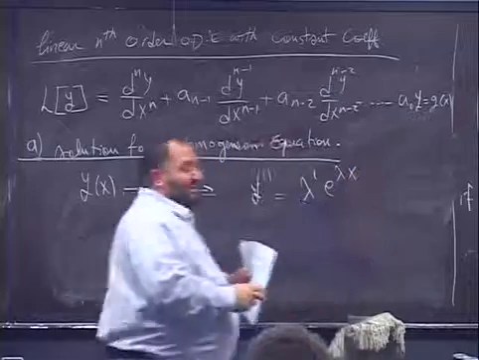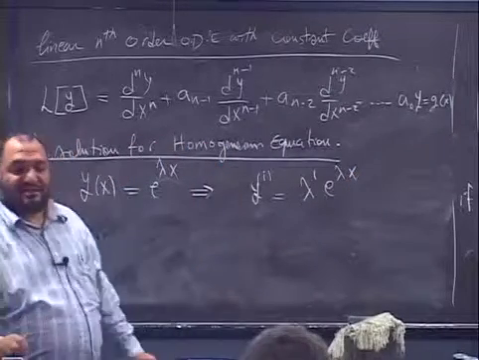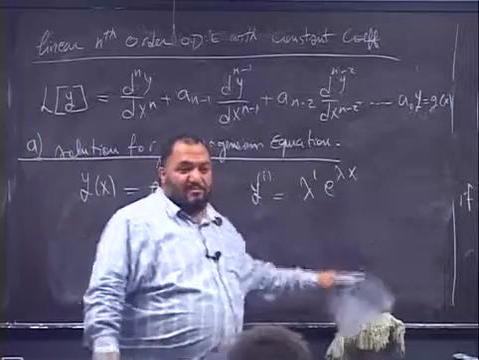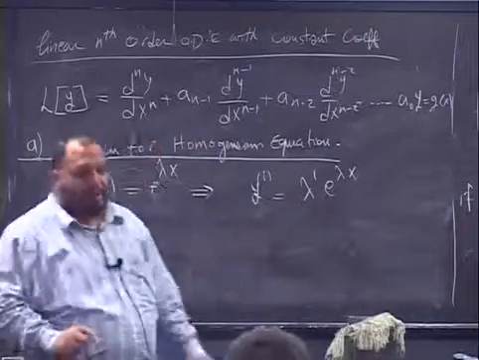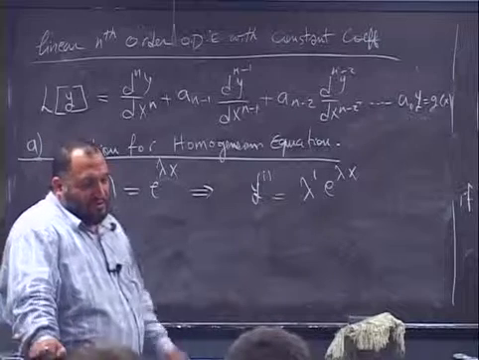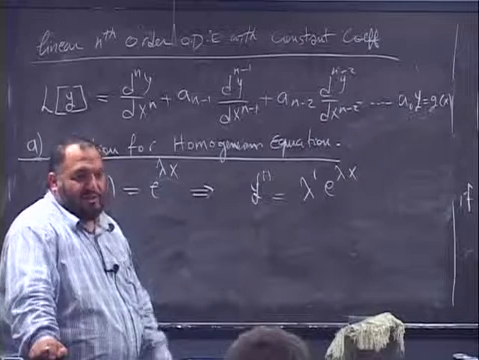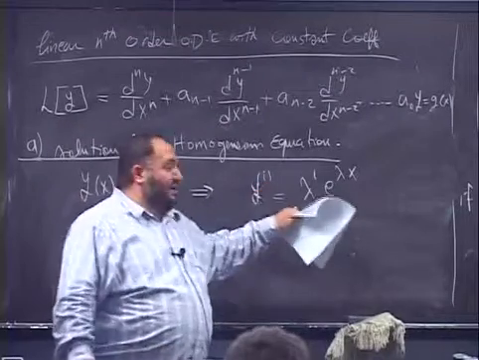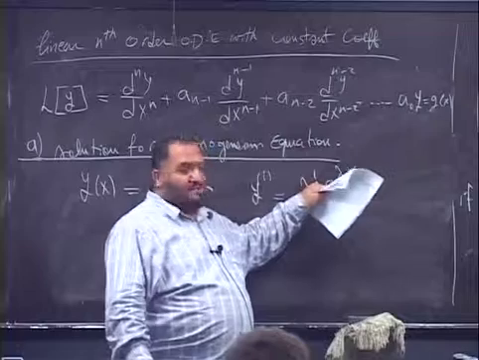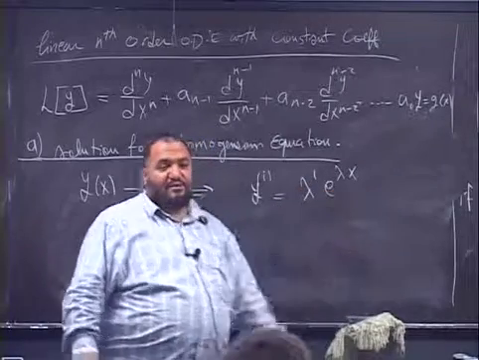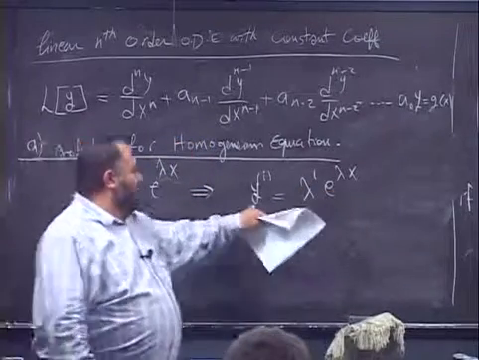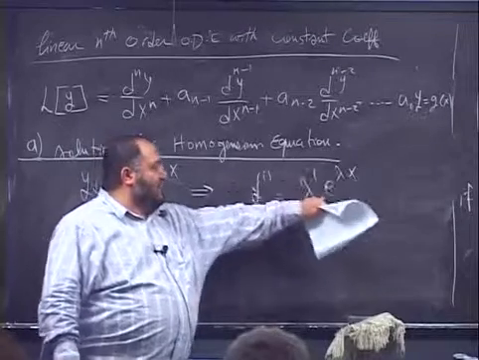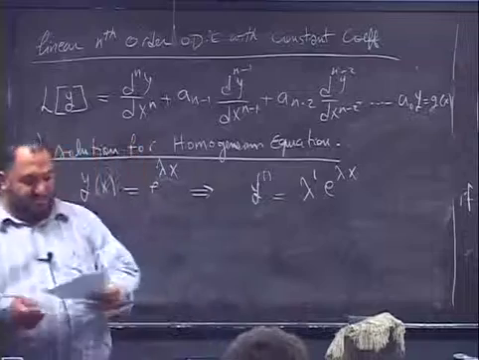Lambda x. So you knew that the exponential function, if you differentiate it, will give you the same function but multiplied by what? By lambda. If you differentiate it twice, you will get lambda squared, three times lambda cubed, and so on. So if you differentiate it i-th time, it will give you lambda to the power of i times e to the power of lambda x. So this is the i-th derivative of our solution, which will give us lambda to the power of i times e to the power of lambda x.